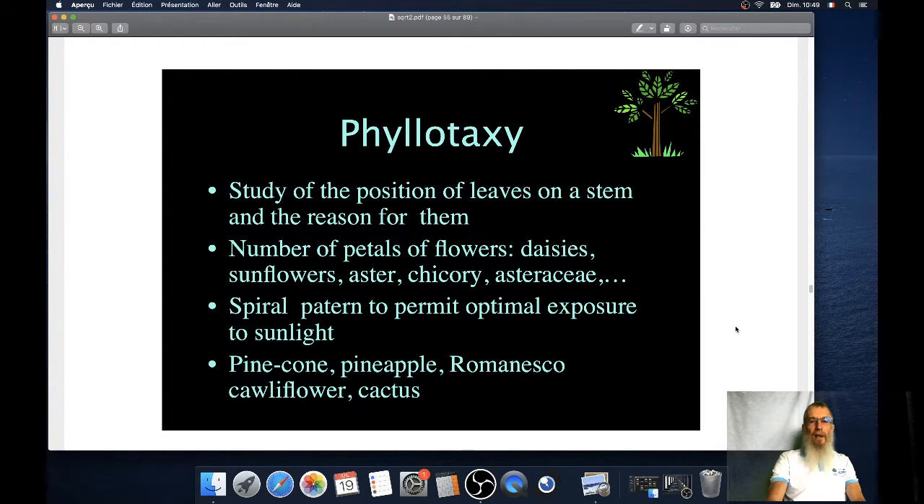The Fibonacci numbers, and also the golden ratio, occur in the study of the position of the leaves on a stem and the reason for them, and this is called phyllotaxy.